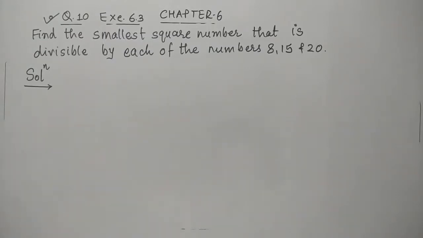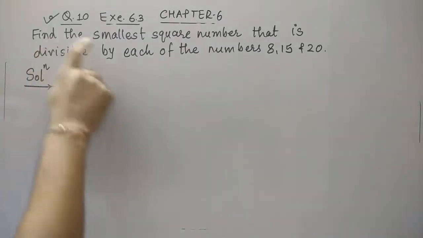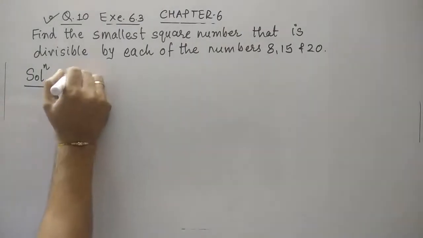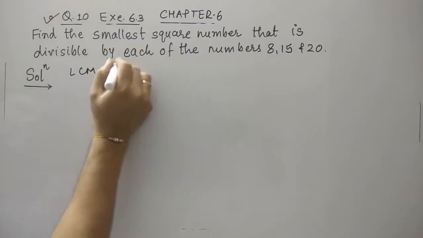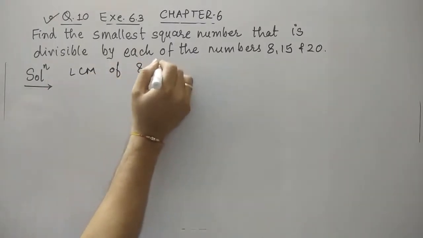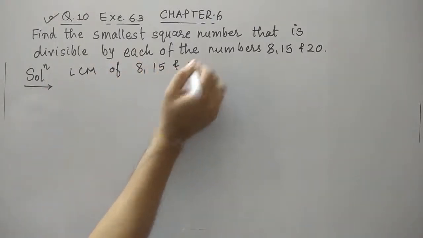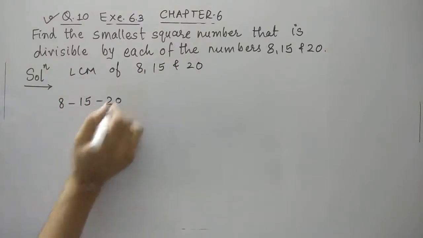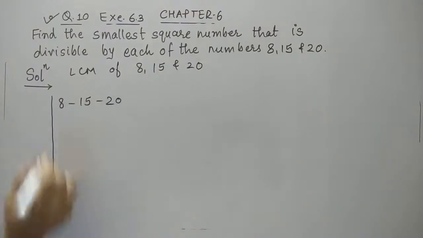It is same as the previous questions. We have to find the smallest square number which is divisible by each of the numbers, that is 8, 15 and 20. So again, as we discussed earlier, we have to find out the LCM of the given numbers 8, 15 and 20. So let's find out the LCM of 8, 15 and 20.